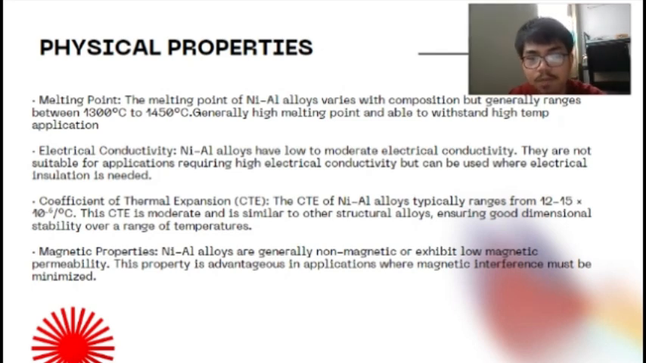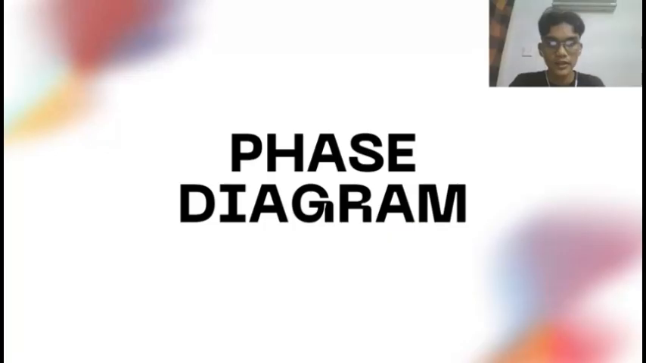Another physical property of the nickel aluminum alloy is that it has a moderate coefficient of thermal expansion, just like any other structural alloy, which ensures good dimensional stability over a range of temperatures. And the last physical property is the magnetic properties. Generally, the nickel aluminum alloy is non-magnetic or exhibits low magnetic permeability, which means it is less susceptible to change. Now we are going into the phase diagram section.